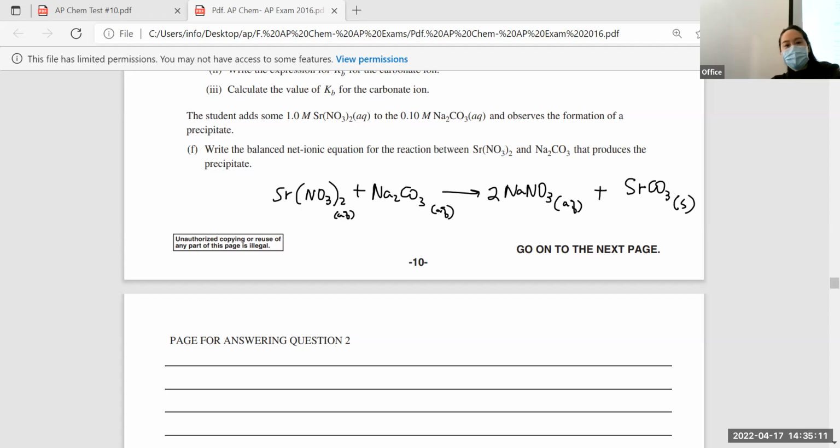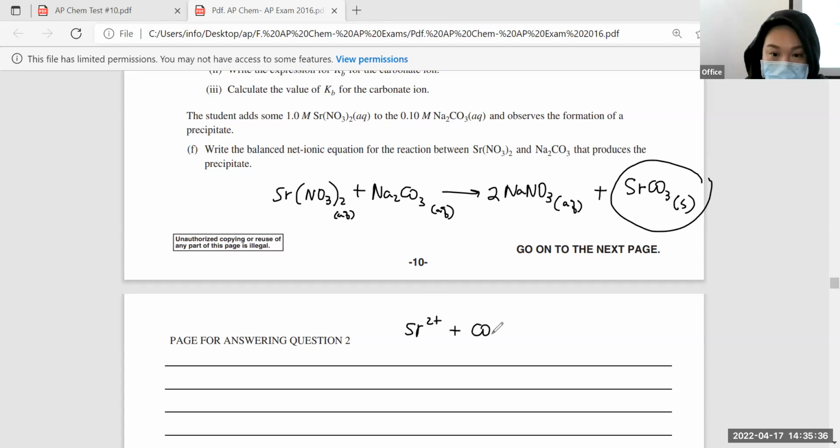Right, so they want the net ionic equation, right? Remember, what is a net ionic equation? Anytime you have a solution problem like this, and they ask you to write a net ionic equation, they're really just asking how do you make your precipitate, right? So what ions are going to make up my precipitate? I guess strontium ion, right? And then carbonate, aqueous, and that's going to yield SrCO3.